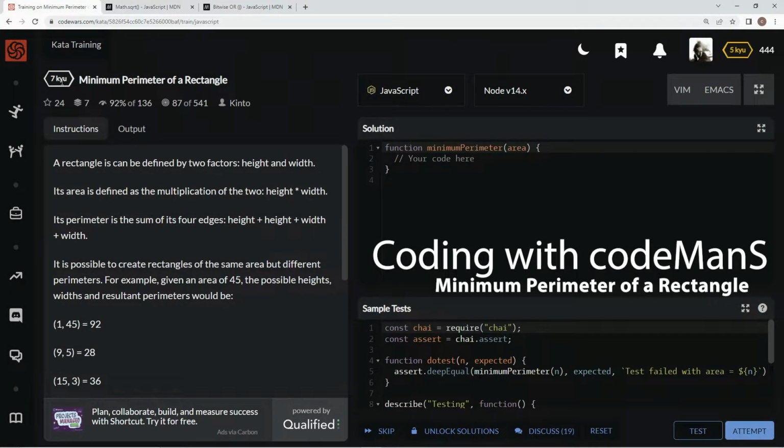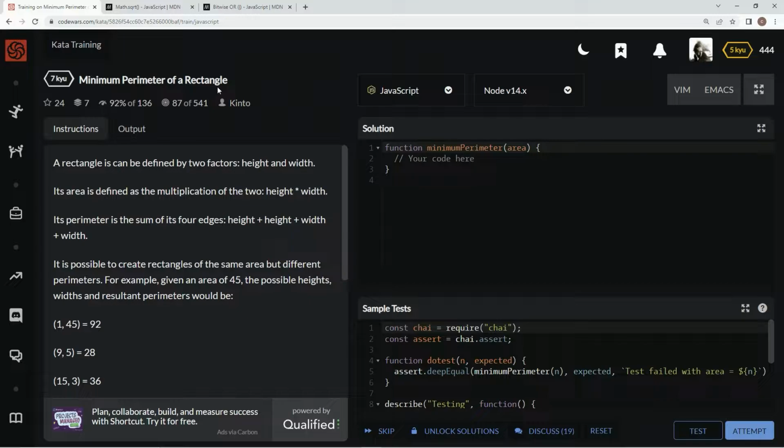All right, now we're doing 7Q, minimum perimeter of a rectangle. This is by Quinto, and 92% of people like it. A rectangle can be defined by two factors, height and width. Its area can be defined as the multiplication of the two, height times width. Its perimeter is the sum of its four edges, 2 times height plus 2 times width.